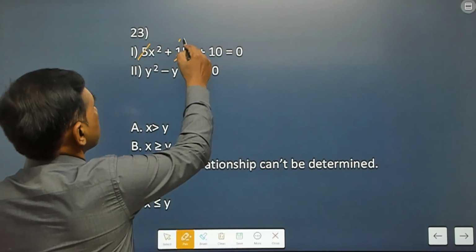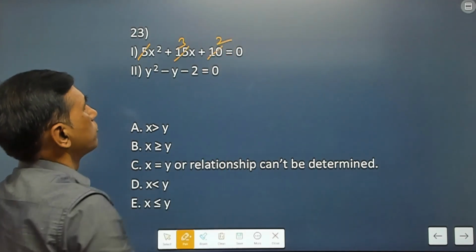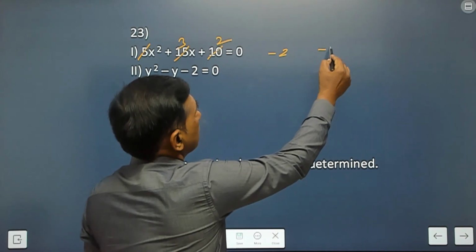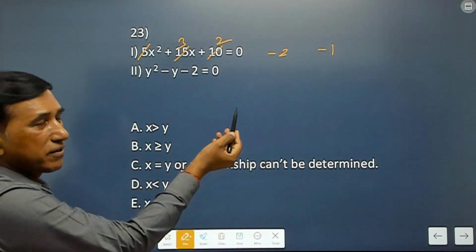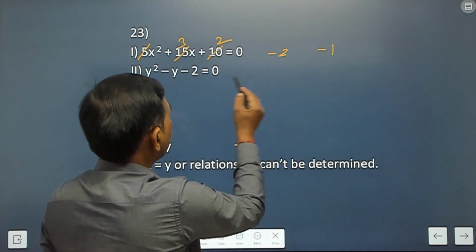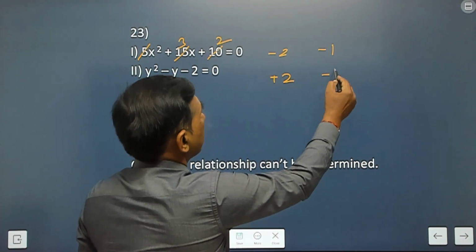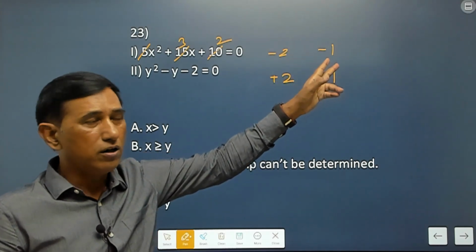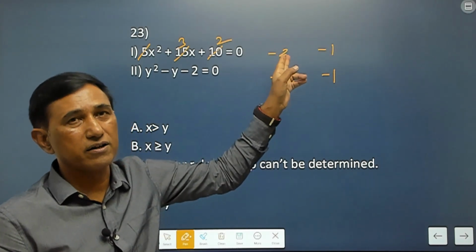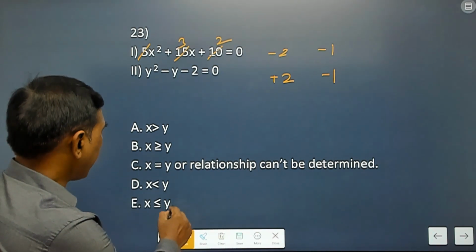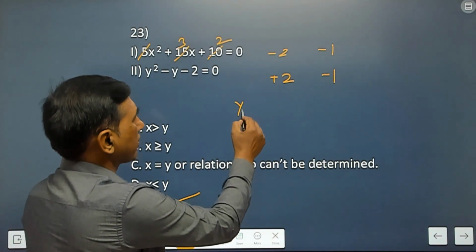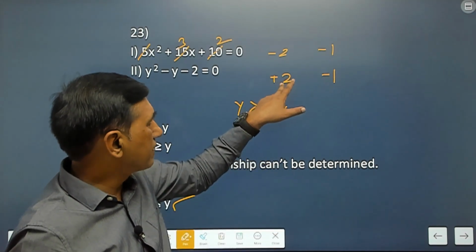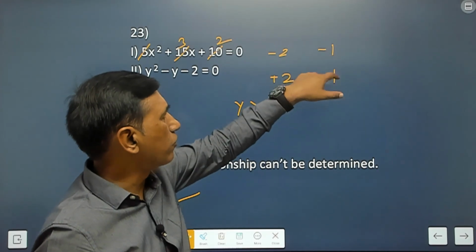X squared plus 3x plus 2. So this will be 2 and 1 only. Minus 2, minus 1. This has to be plus and 1 minus. So this will be plus 2 and minus 1. So when it is plus, it is greater than all. When it is minus, it is either equal or greater. So y will be greater than or equal to x.